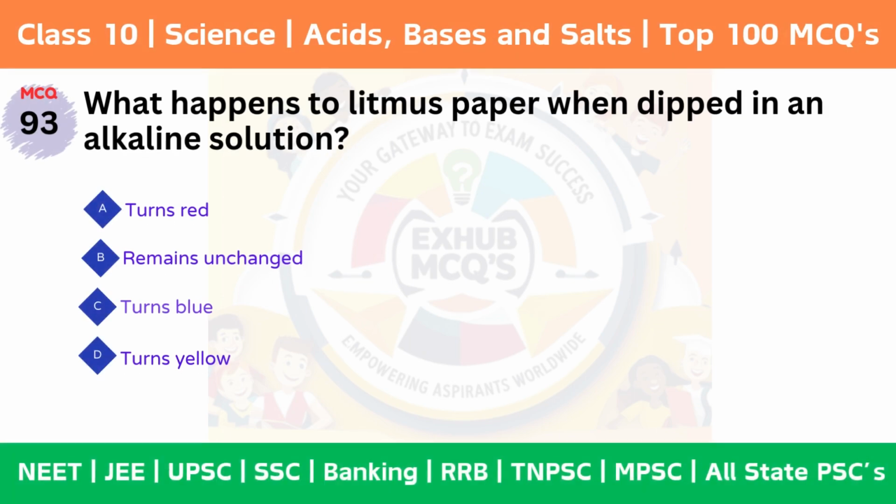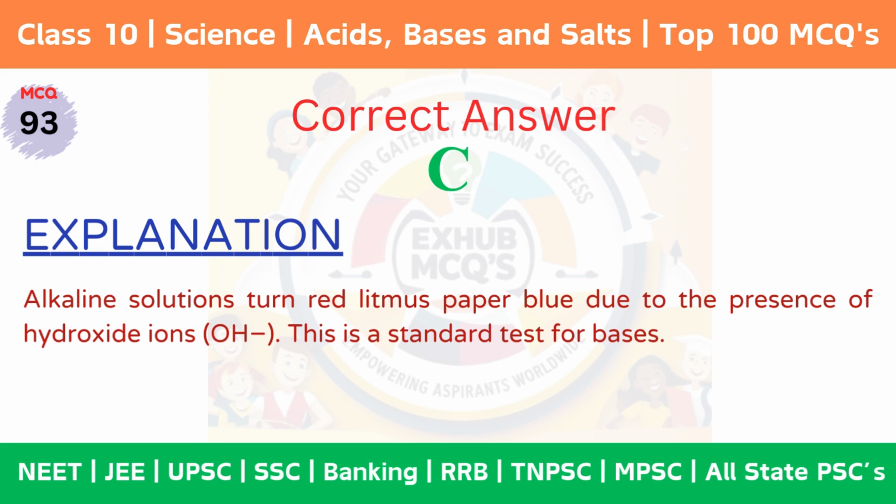MCQ 93. What happens to litmus paper when dipped in an alkaline solution? Option A, turns red. Option B, remains unchanged. Option C, turns blue. Option D, turns yellow. The correct answer is option C, turns blue.